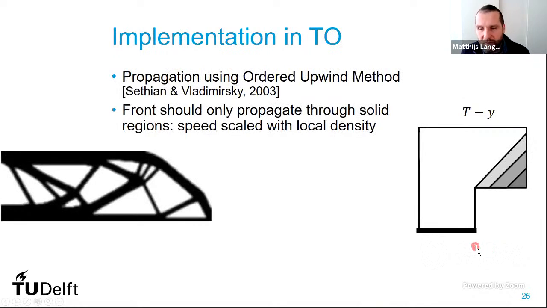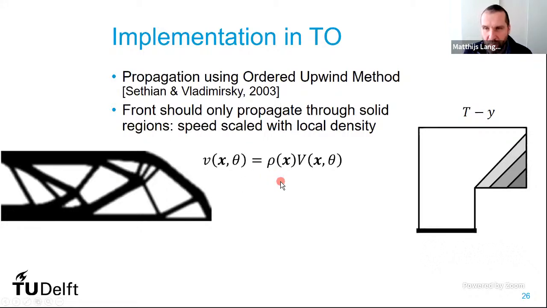Now, a few more implementation aspects of this method. In order to do the front propagation, we use a well-known method from Sethian and Vladimirsky, the so-called ordered upwind method. And that allows you to essentially quite quickly generate this field. So the computational cost is not high. For topology optimization, the domain is not given by clear boundaries, but we have this density distribution, and we should make sure that the front is propagating in the black parts, but not in the white parts. And for that, we scale the speed function with the density. So we lower the speed in the void regions by multiplying it with the density in order to slow down this propagation.